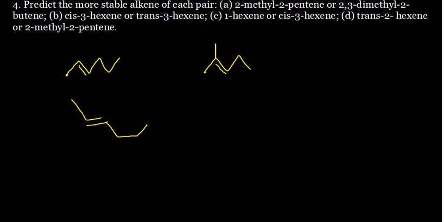So which one is going to be more stable? From what you're able to see, this is a trisubstituted, and then this is a disubstituted, even if it is a trans. So a trisubstituted is more stable than a trans isomer. So this is going to be more stable than this one.